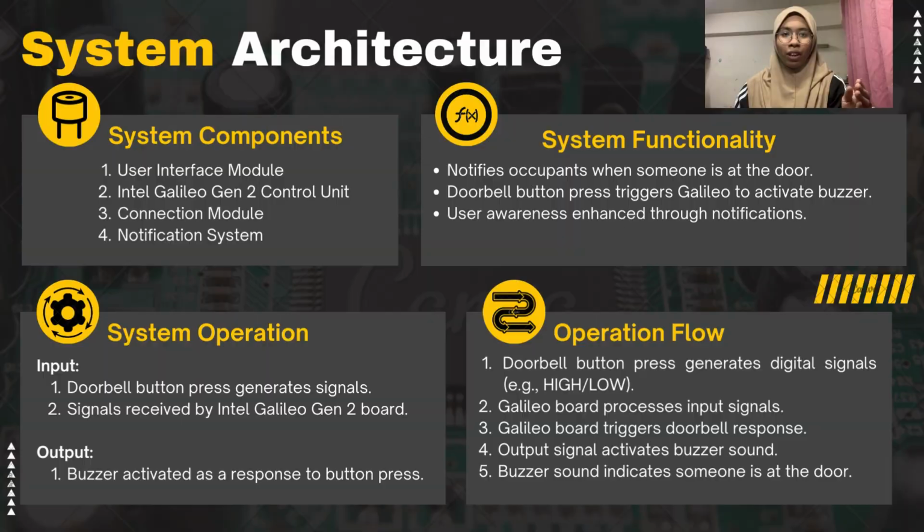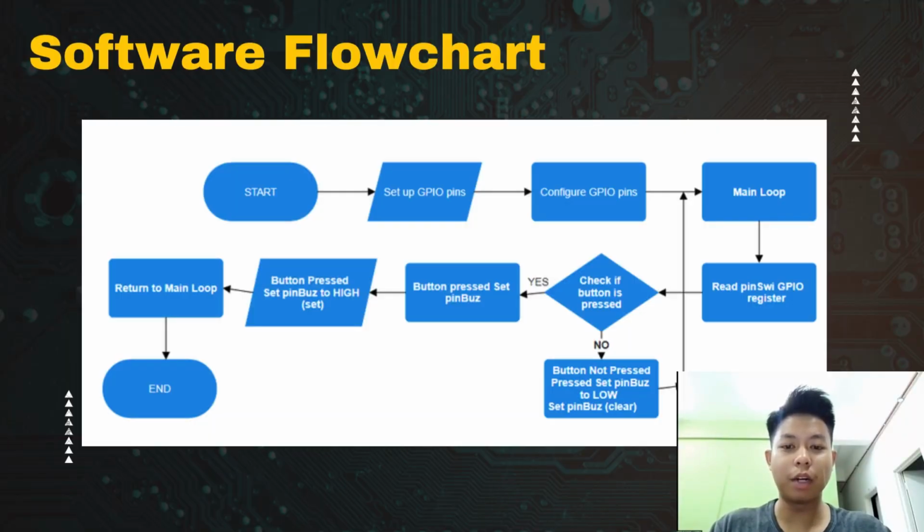Now I will pass to Faiz. Assalamualaikum, my name is Abdullah Faid bin Ahmad Kamal. My ID number is 214745. I'm going to present about the software flowchart for our project.